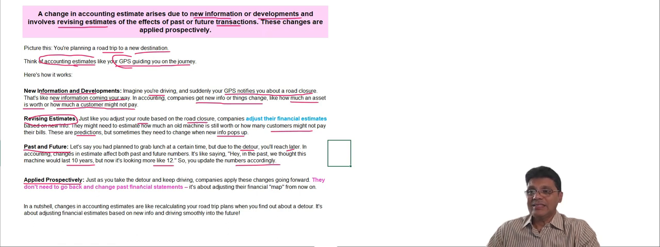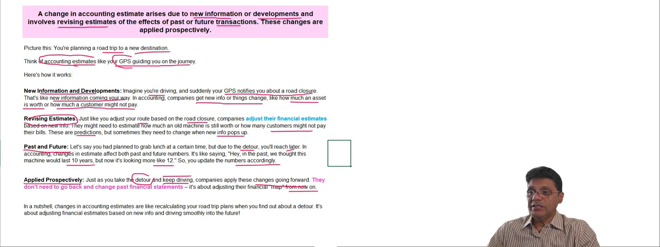So just as you take the detour and keep driving, this is very important. Okay, you took the detour and you keep driving. Okay, so companies apply these changes going forward. So if there is a change in the estimate, you need to change going forward, which means prospectively you need to change the financial statements, so the current financial statement has to be updated. You don't need to go back and change your previous financial statement. They don't need to go back and change past financial statements. It's about adjusting their financial map from now onwards.